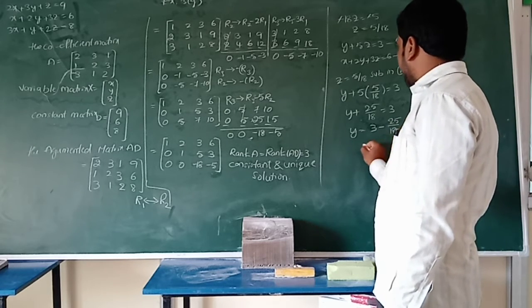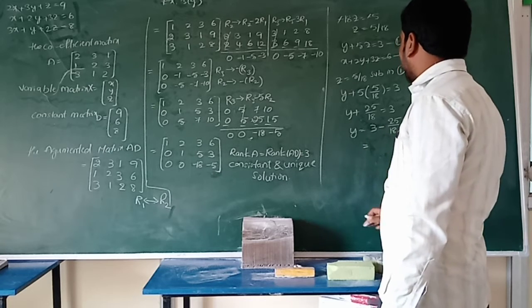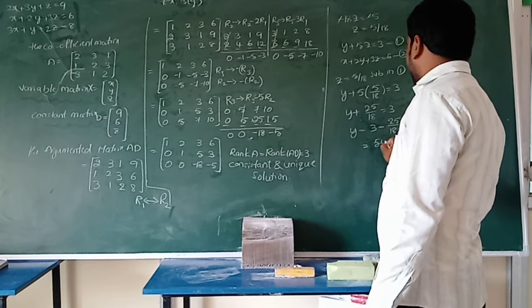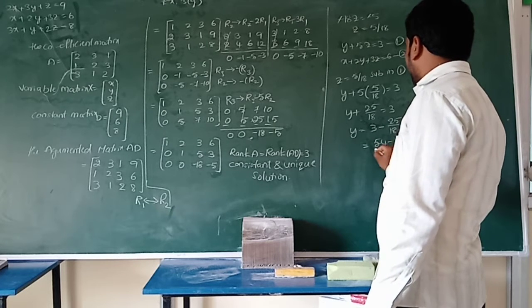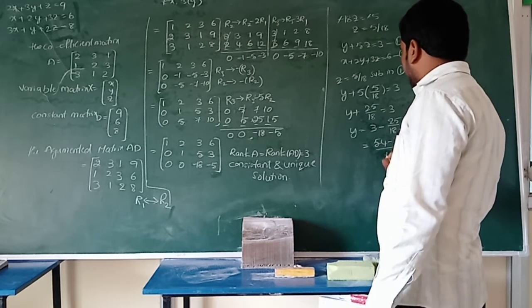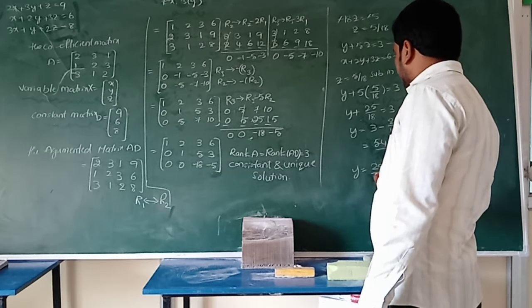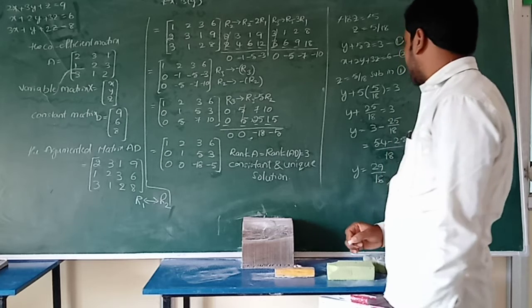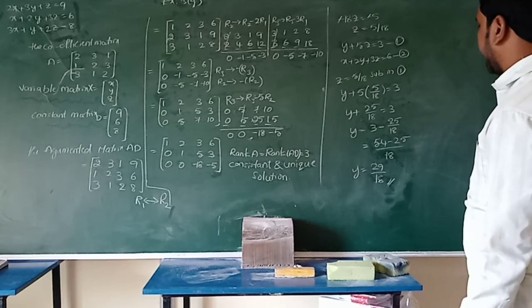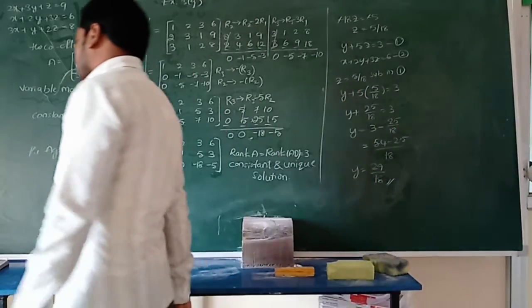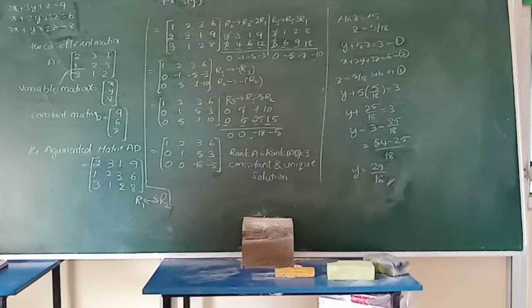Minus 25 by 18, that is equal to 3 18s are 54, 54 minus 25 by 18, so y is equal to 29 by 18. That is 29 by 18. Now the z value, z is equal to 5 by 18, already there. Now next, the x value.